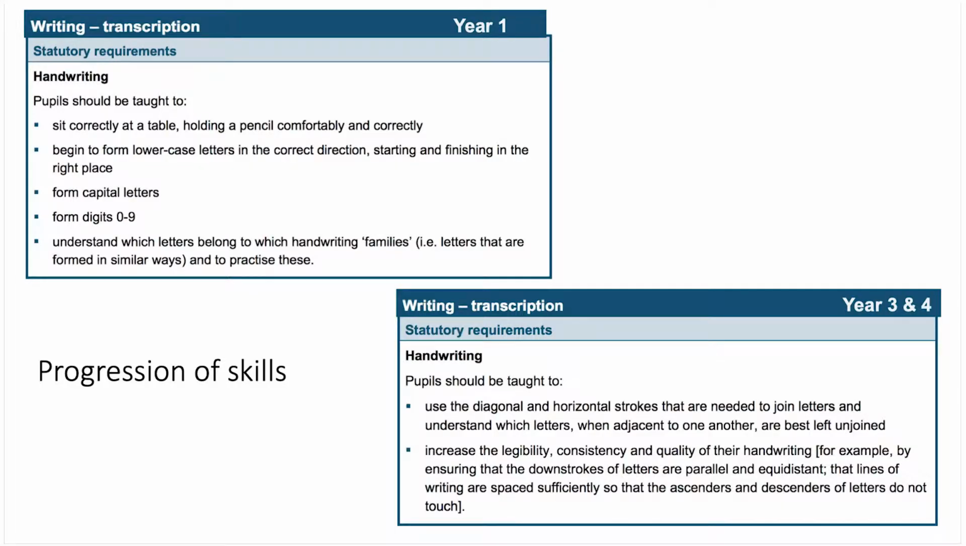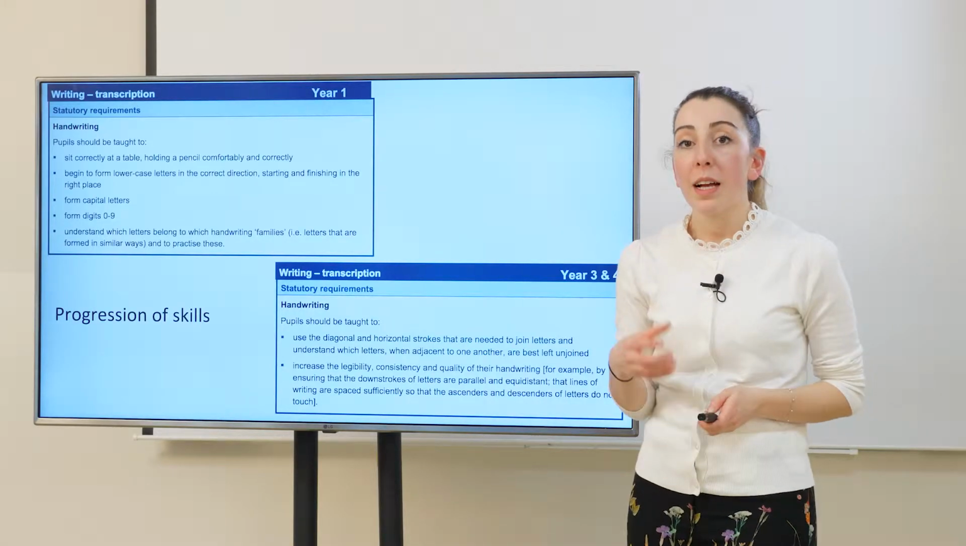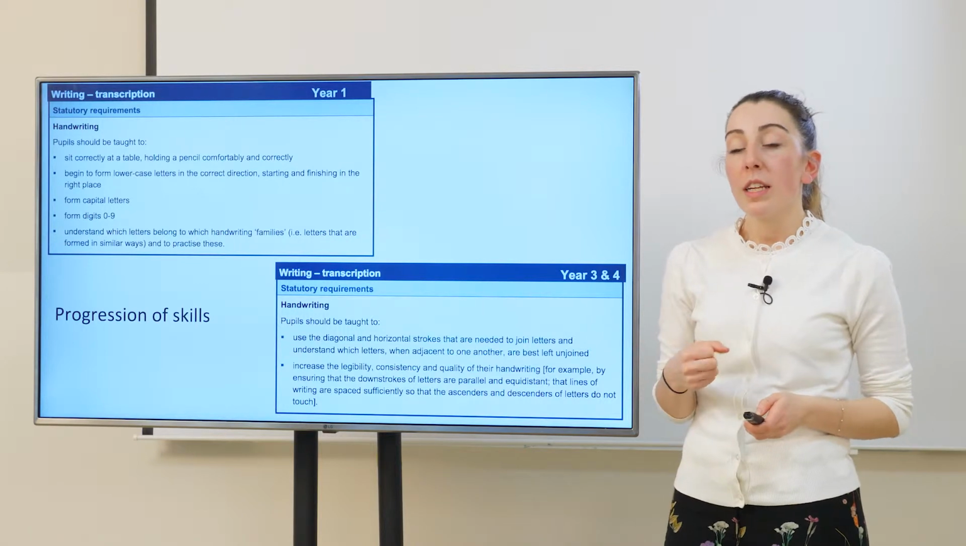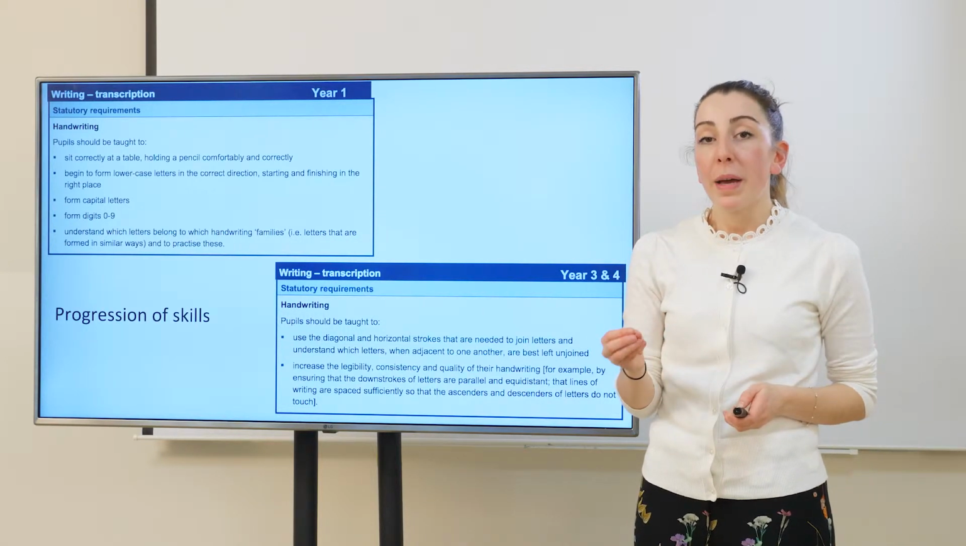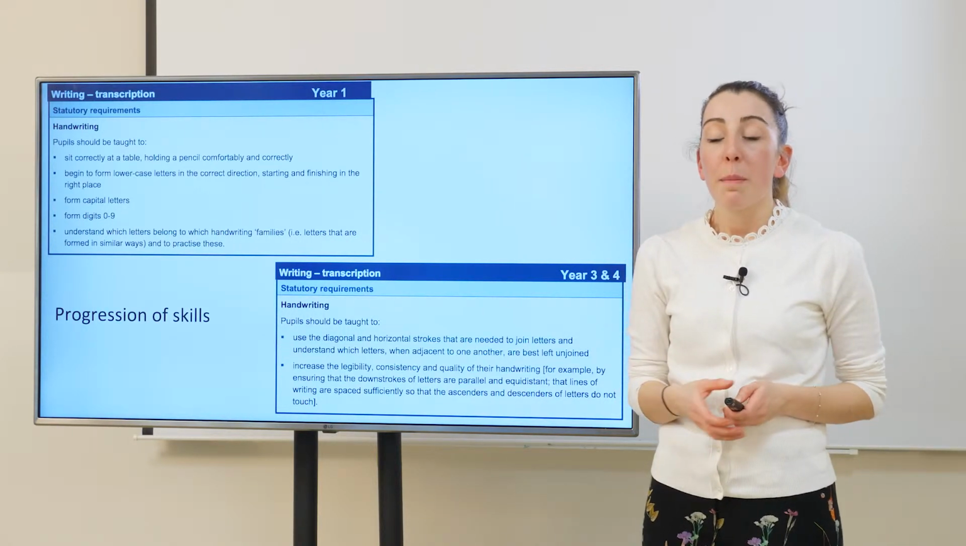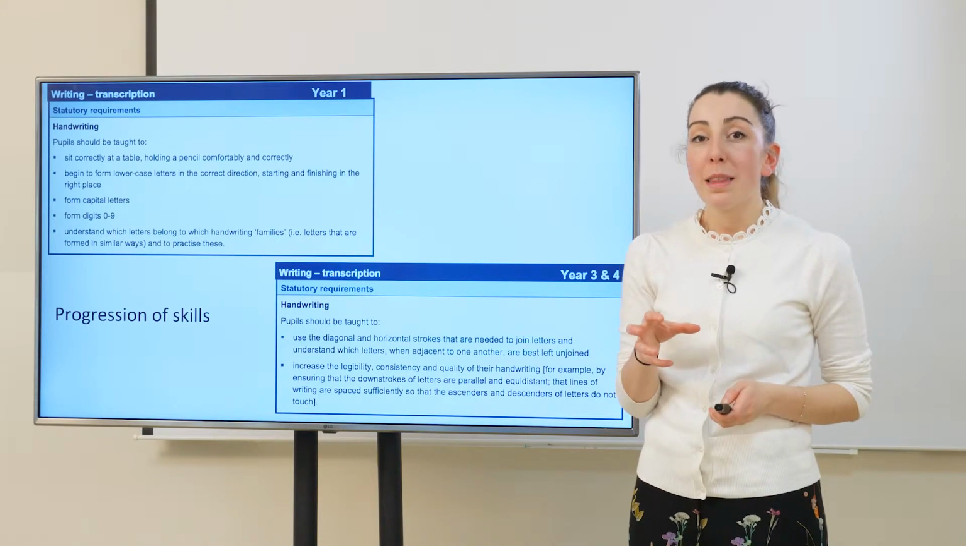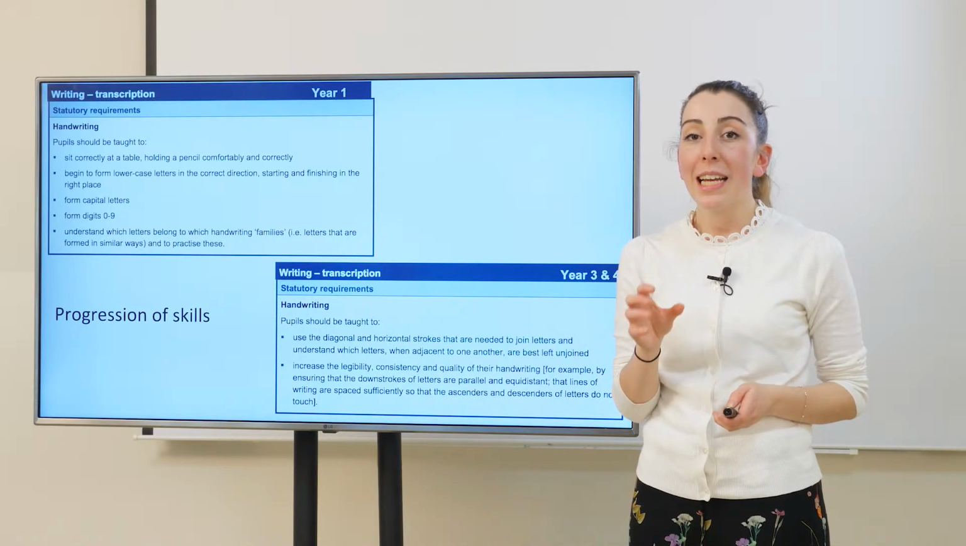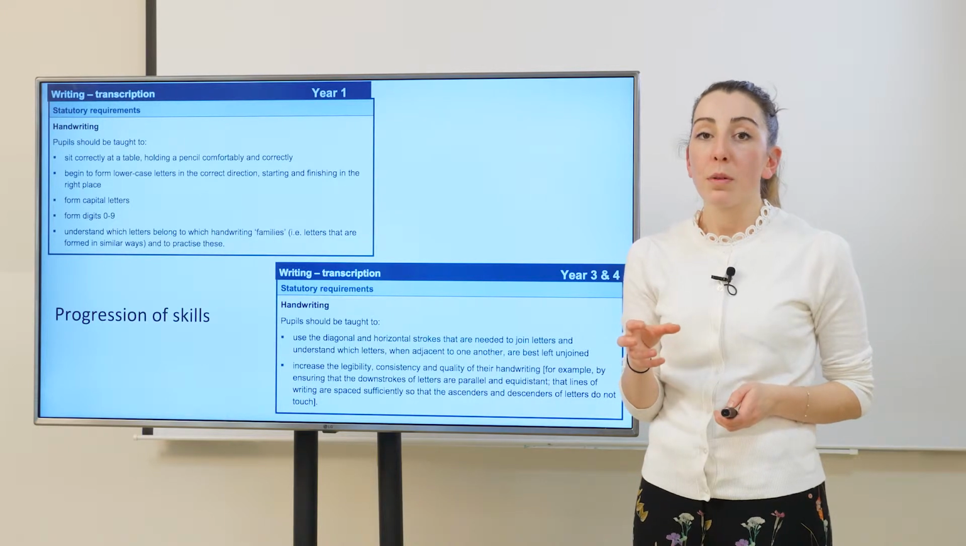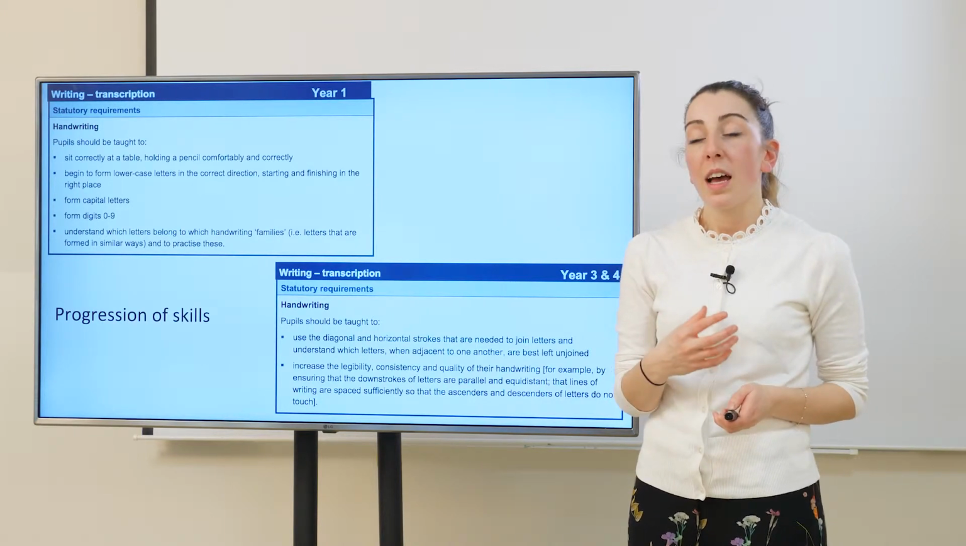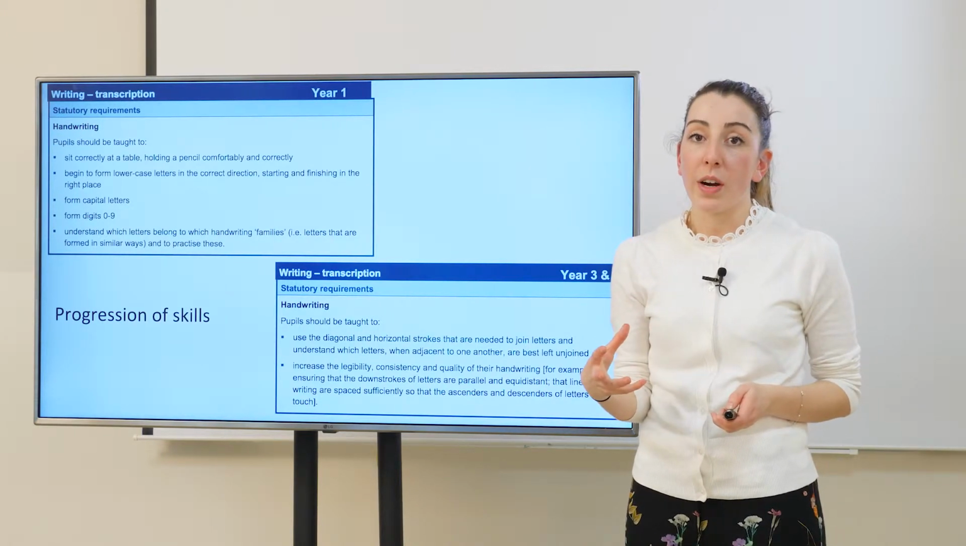Form capital letters, form the digits from 0 to 9, understand which letters belong to which handwriting families. Often when they come from reception, children have only learnt pencil grip or the basic letter formations. By the end of Year 1, we need them to be able to know how to write each letter so that they are able to write words, stories, and other forms of writing.